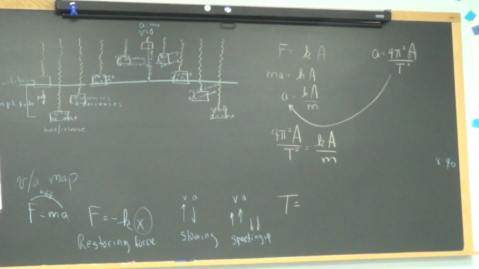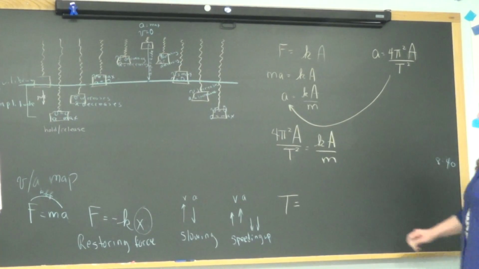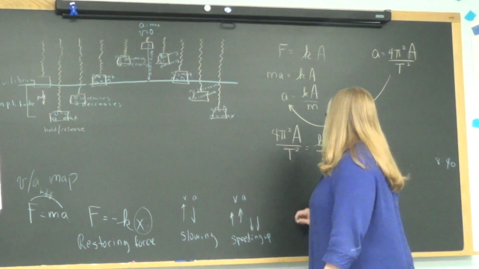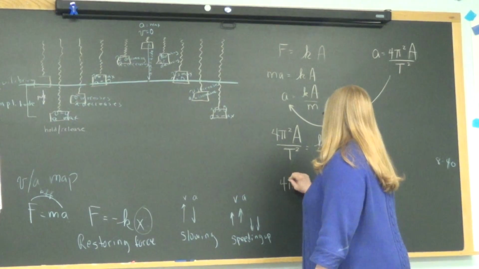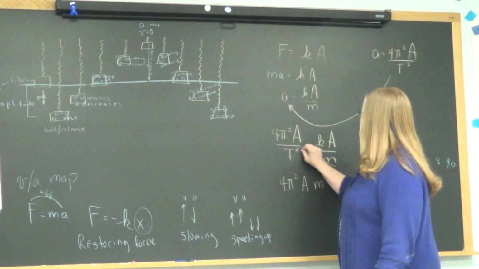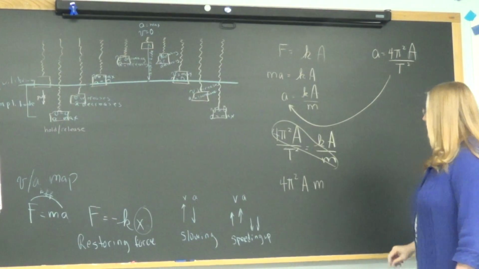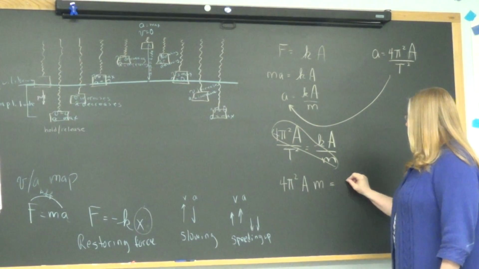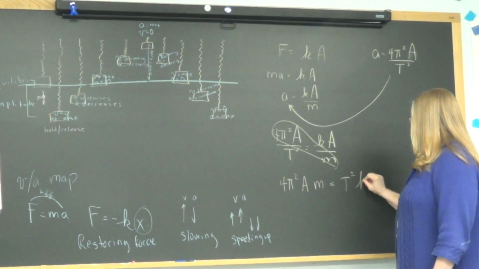All right, when I cross multiplied, let's see if anyone gets what I got. I saw people approaching it. I cross multiplied these. The product of the extremes equals the product of the means.